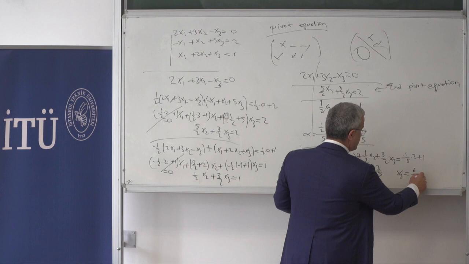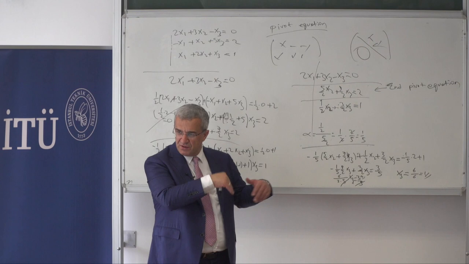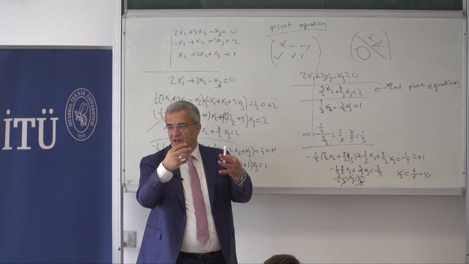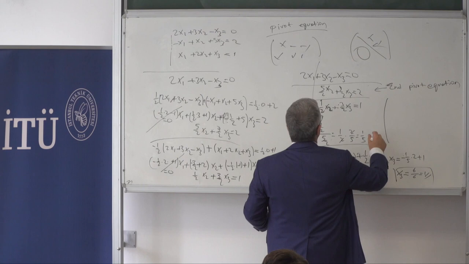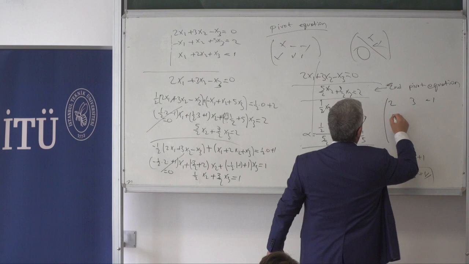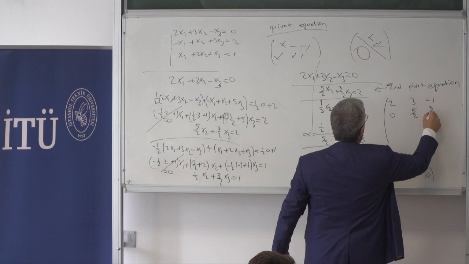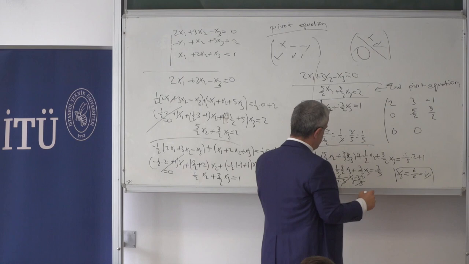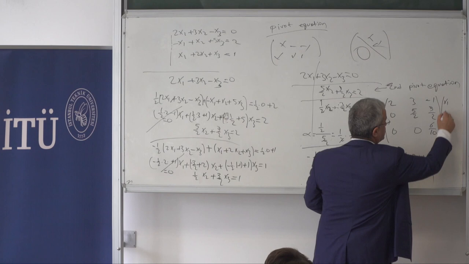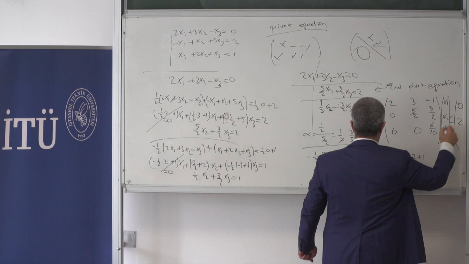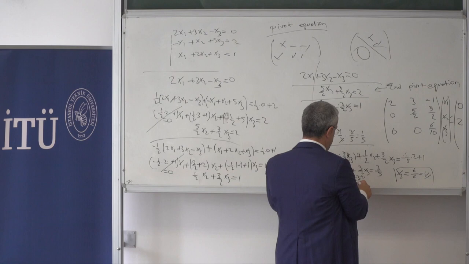But this is not how computer does it, of course. Right? We now automize this. To automize it in computer use, we will use aij, etc. We will use abstract notation. So the result is that you have 2, 3, minus 1, 0, 5 over 2, 9 over 2, 0, 0, and this was 6 over 10, right? 6 over 10, x1, x2, x3, and the other side is 0, 2, and 3 over 5.